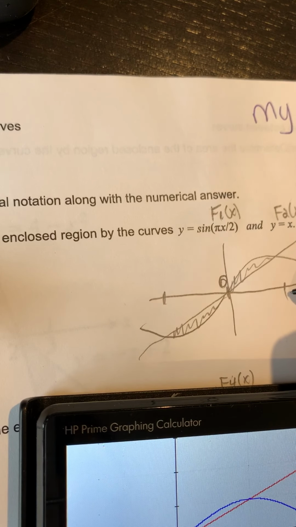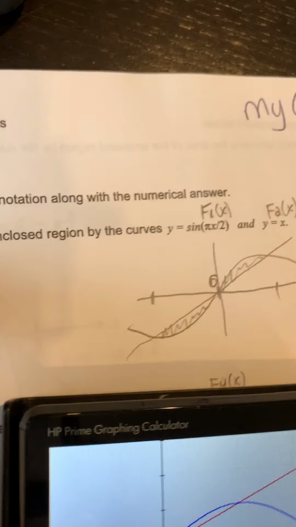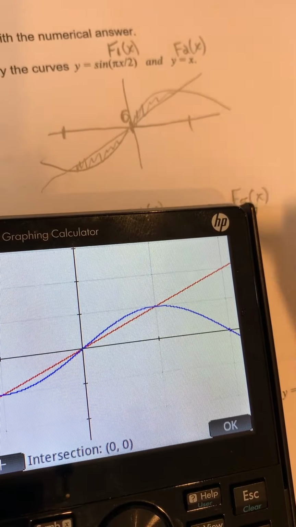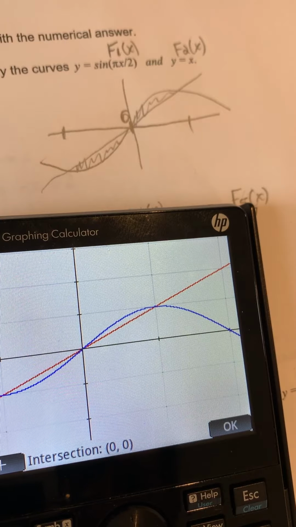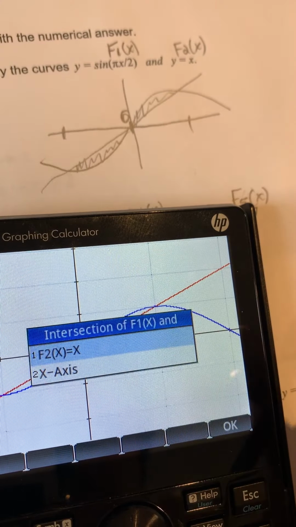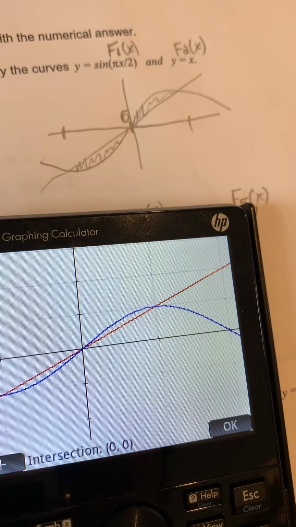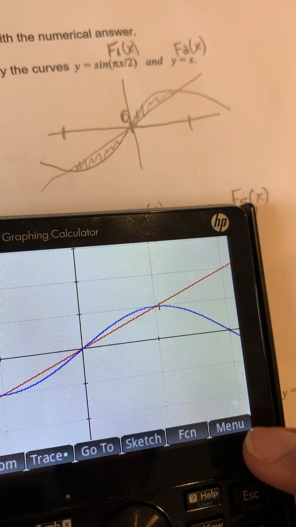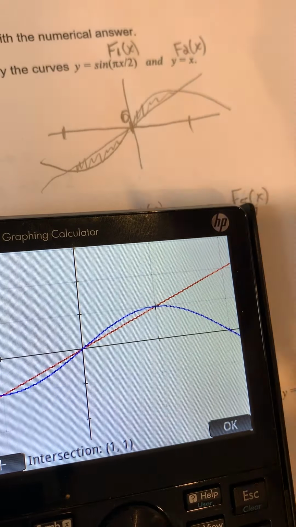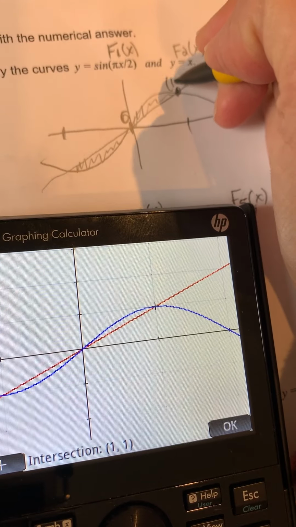So over here there is an intersection. Wonder what that intersection is. I'm guessing that that's just going to be pi. Let's see. Menu. Okay, function, intersection, enter. And oops, I didn't go near it. Whoops. Function, intersection. Okay. And that is 1, 1. I thought so, but you know, you just want to double check.